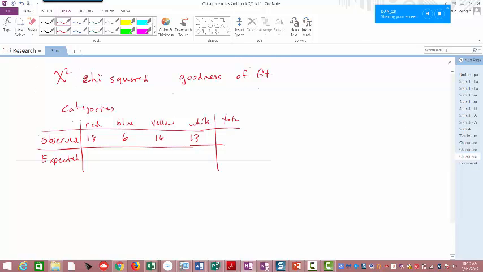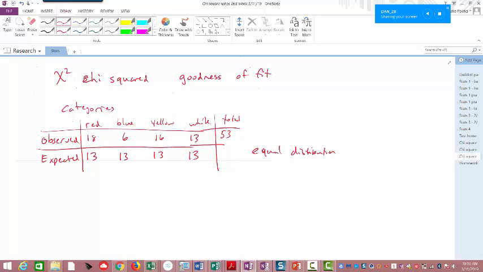Okay, so we need to know the total. So that's easy. You just add them all up. So there are 53. So how many categories are there? 4. So we would expect equal distribution because we don't know anything that would say, oh, this percentage would fall on that.